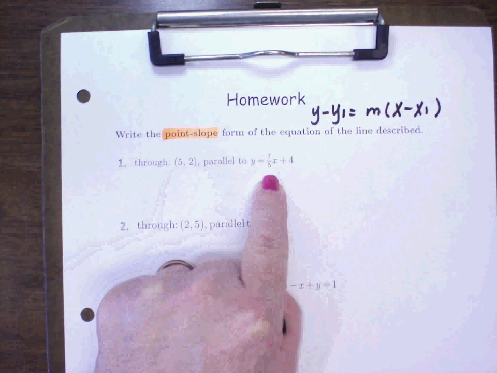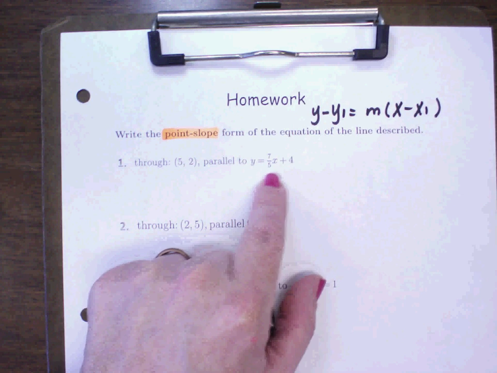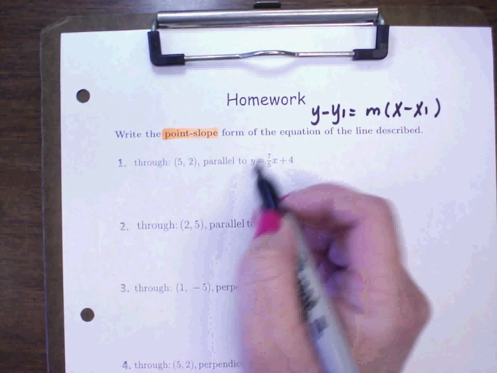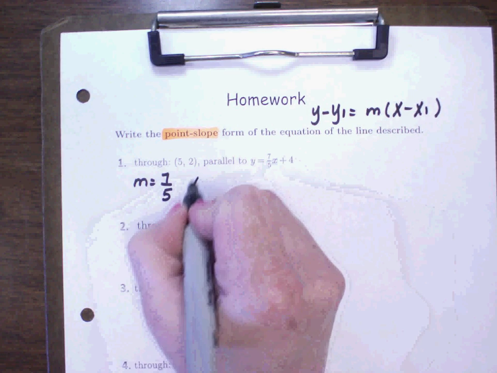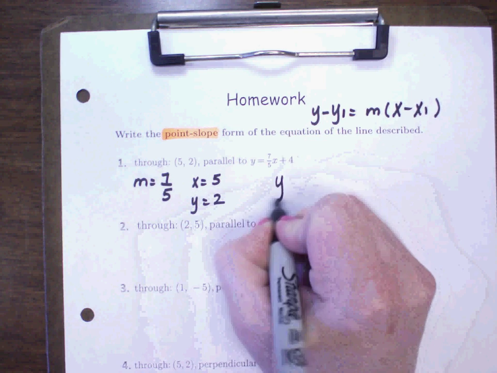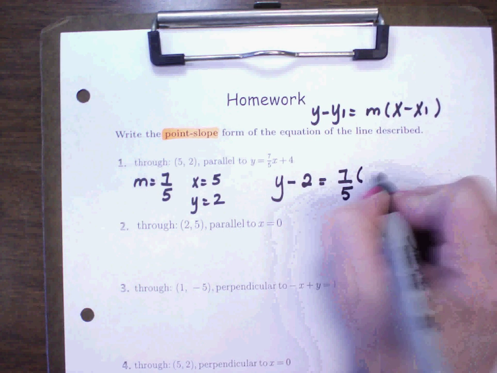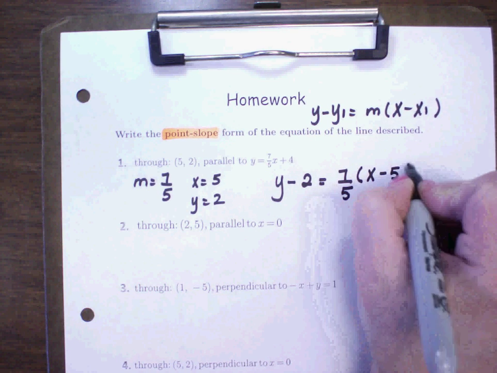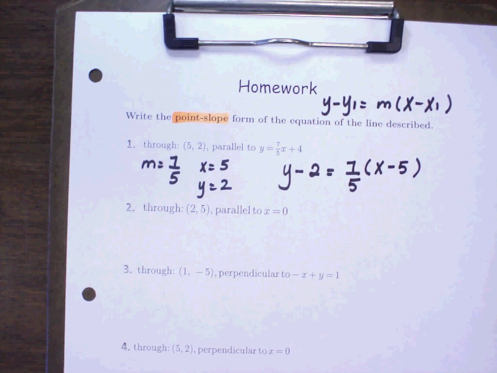All right, so what was the m? 7/5. The x was 5 and the y was 2. So this is y minus 2 equals 7/5 times x minus 5, that's it, right? Yay? I got it right, but I put x minus 4. Then you didn't get it right if it's x minus 4. All right, let's do the next one.